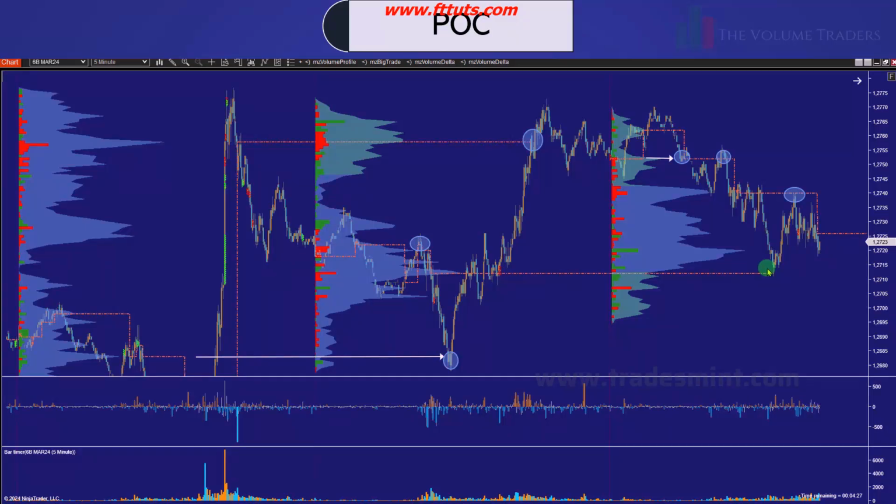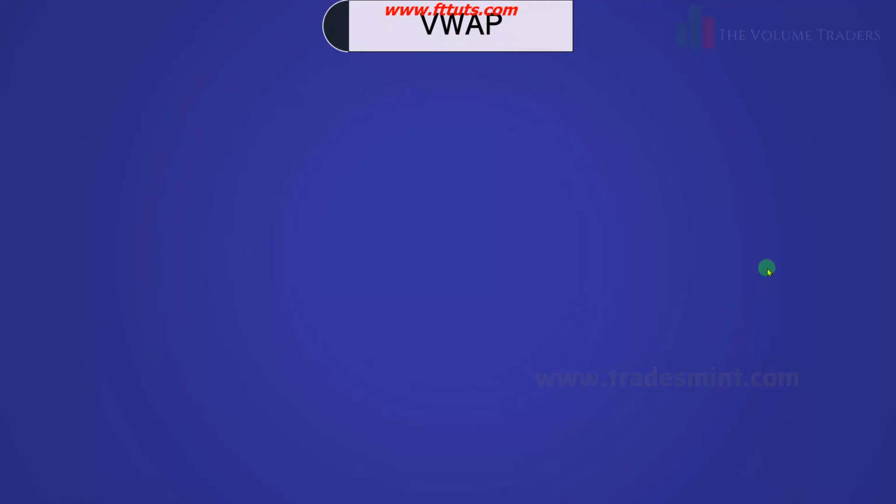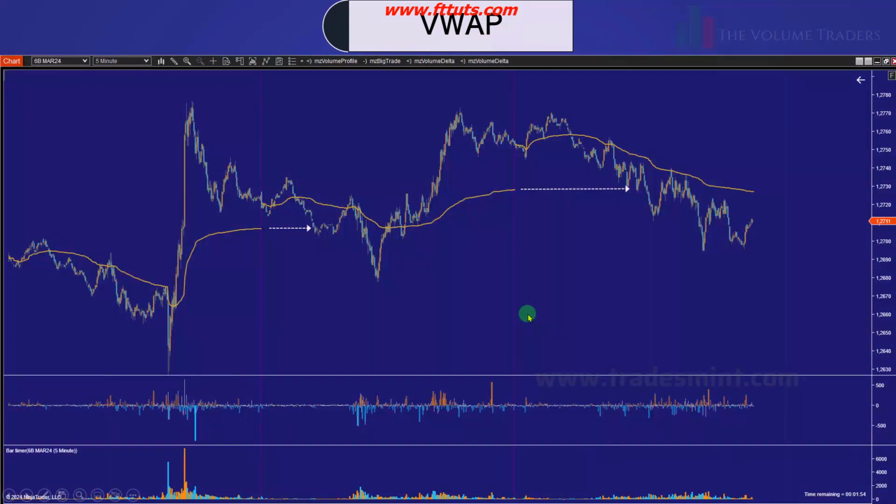Okay, so next slide. This is the VWAP. The VWAP means the volume weighted average price.